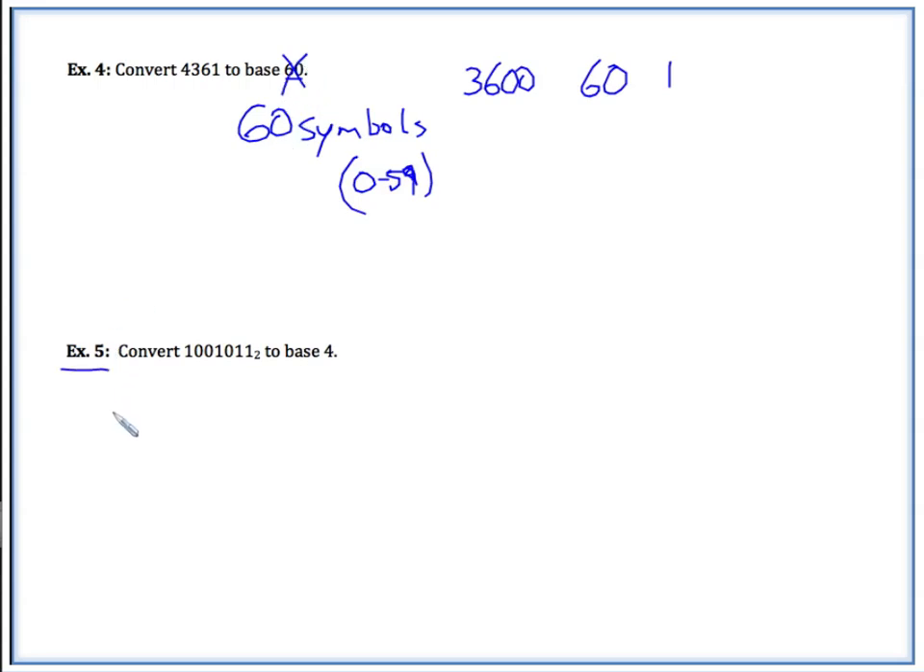Now example 5, I want you to do this all on your own. So we're converting the number 1001011 base 2 into base 4. So we can actually convert a base 2 number into a base 4 number. What you're going to do is first convert this into base 10, and then convert that base 10 number back into base 4. So this becomes a two-step process. Go ahead and pause the video and try this out and see if you understand this for yourself.